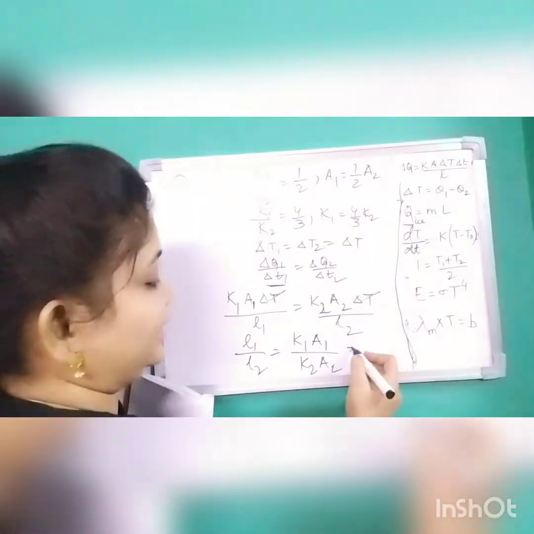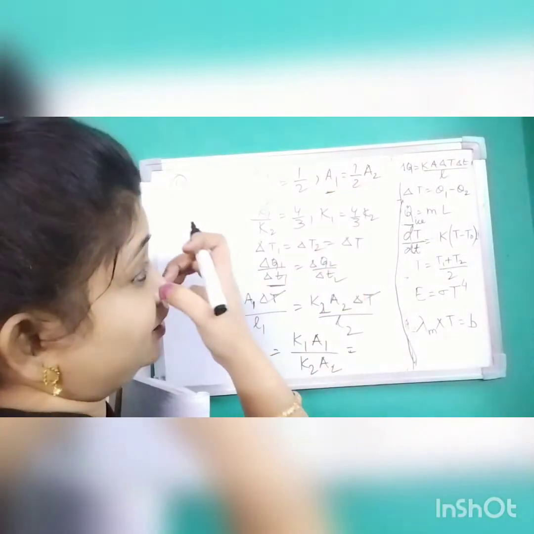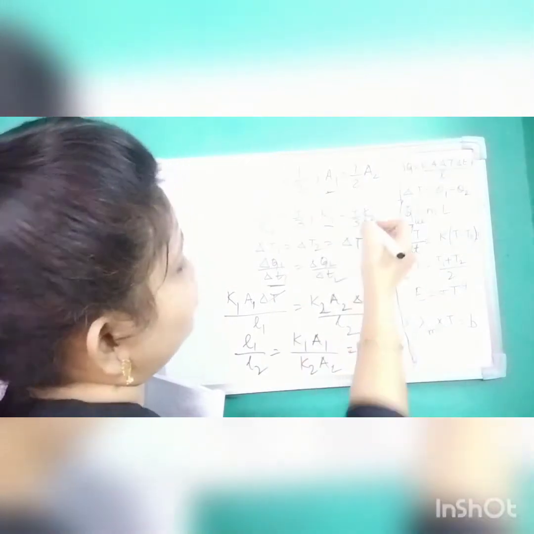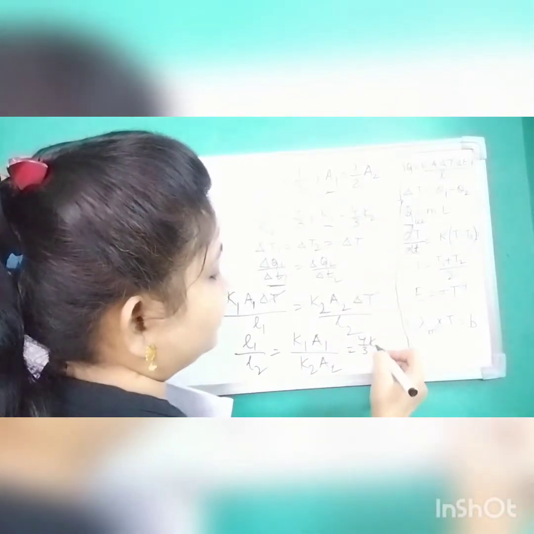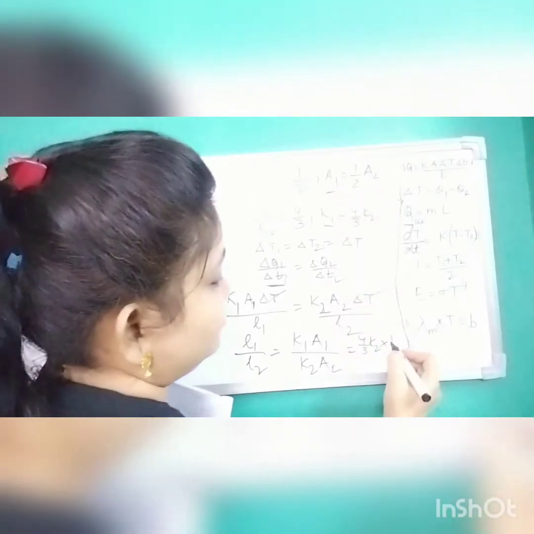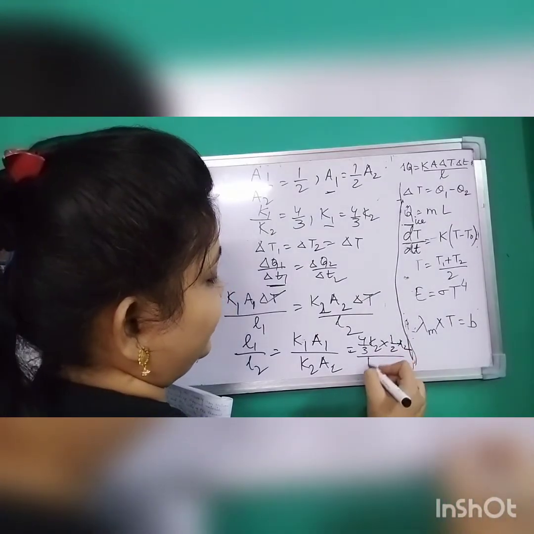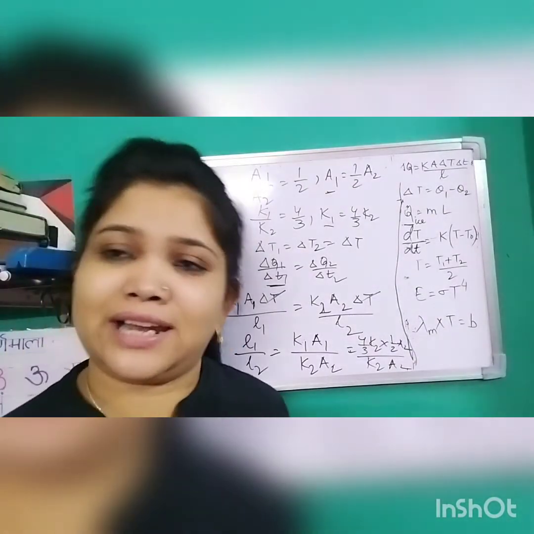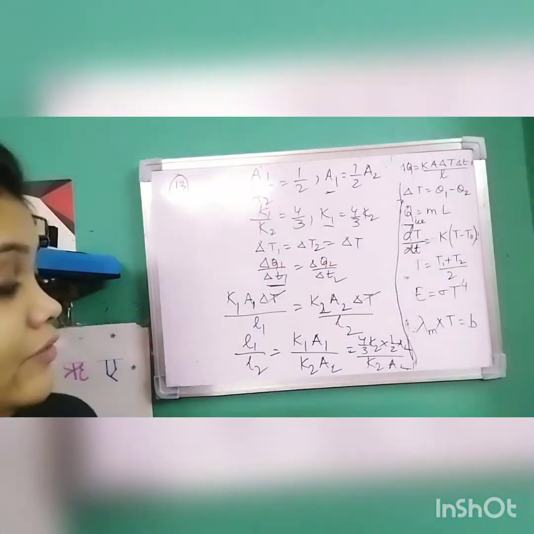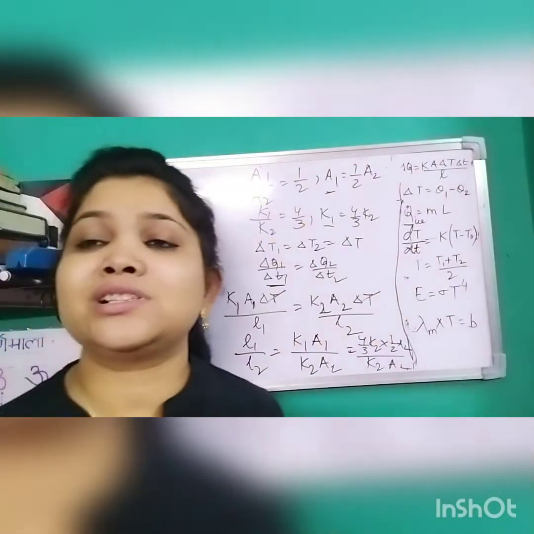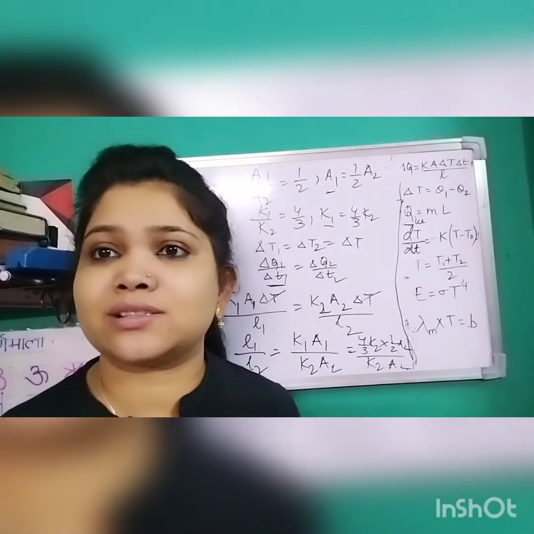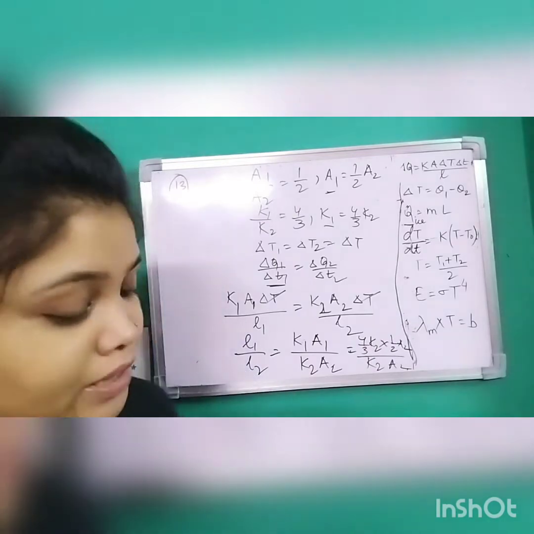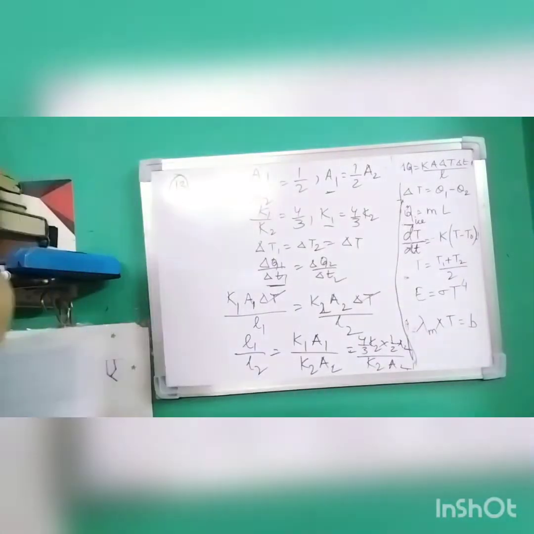Now bring in K2. We have converted K1 and A1 in terms of K2. So let me put K1 as 4 by 3 K2 and A1 as half A2, over K2 A2. Now after this, you can solve it and get the answer. It's an easy sum after this. So students, if you read the sum, analyze it and go through the quantities, sums are really easy.